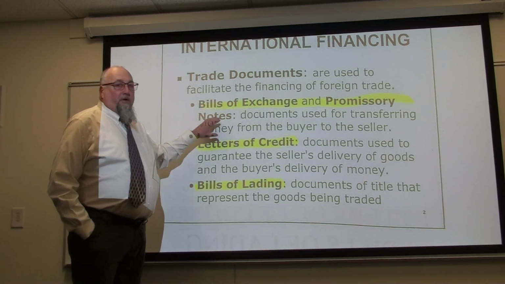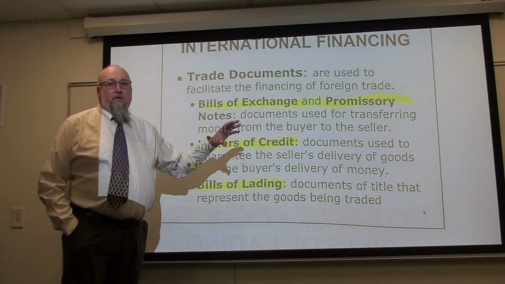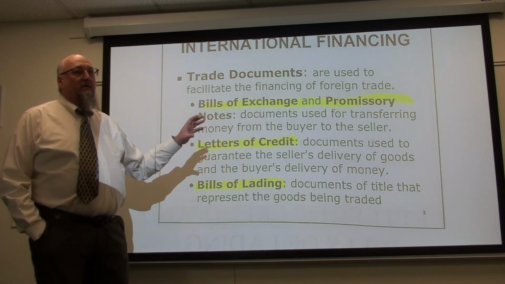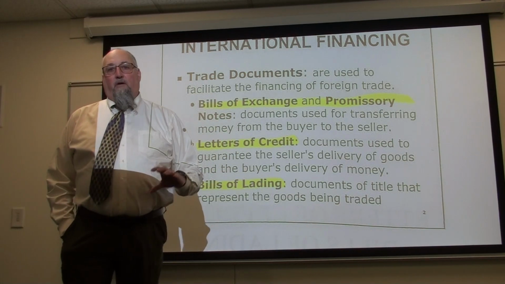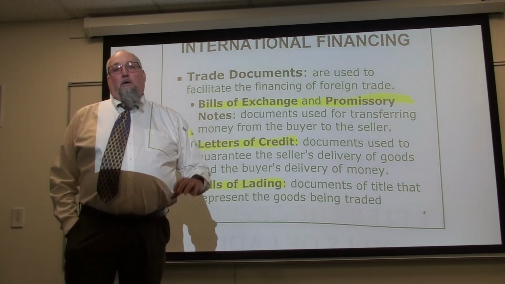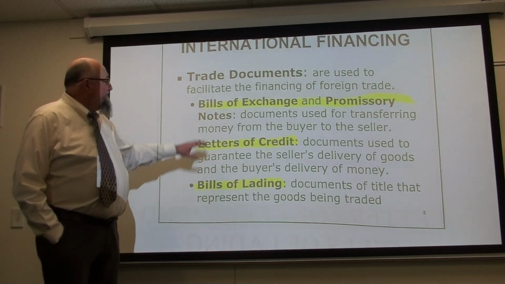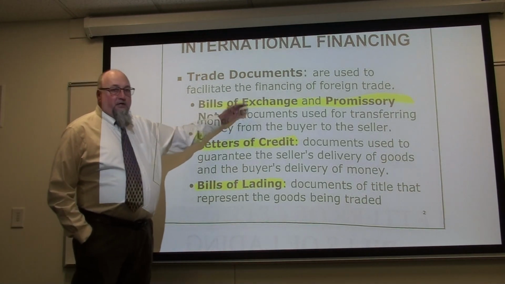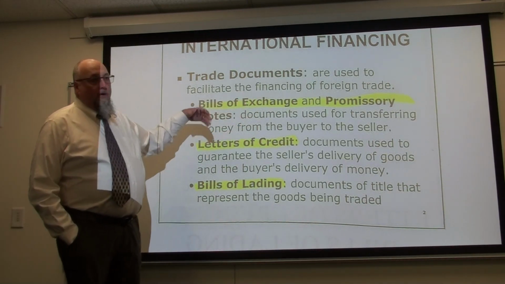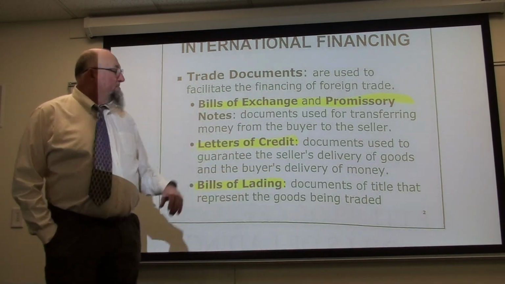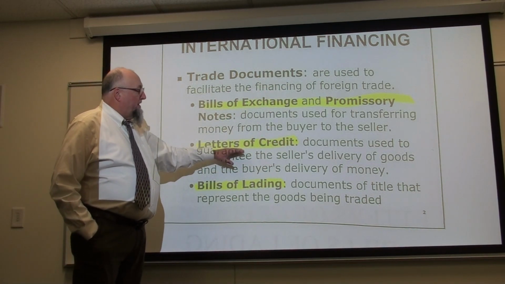Bills of exchange and promissory notes in some ways are very similar. Essentially, they are a document that is substituting for cash money. And we'll talk about some more specifics here in just a few minutes. So, bill of exchange, which would be like a check, promissory note, which would be a debt, a promise to pay. And then we have what's called a letter of credit.